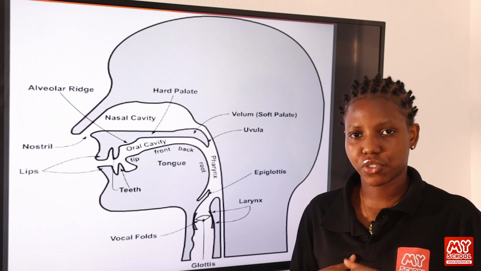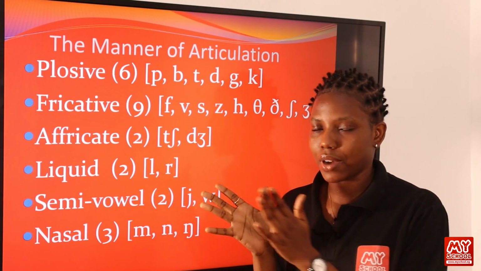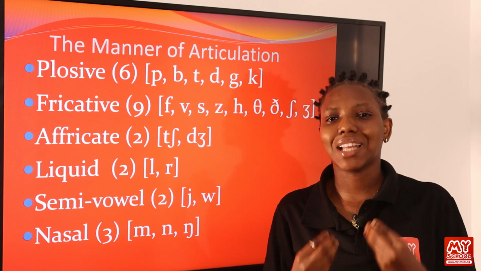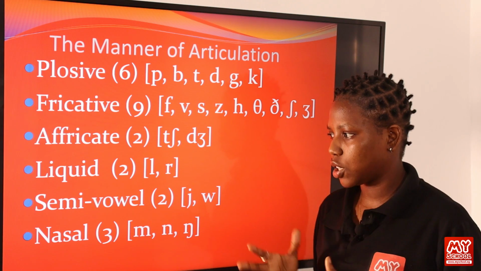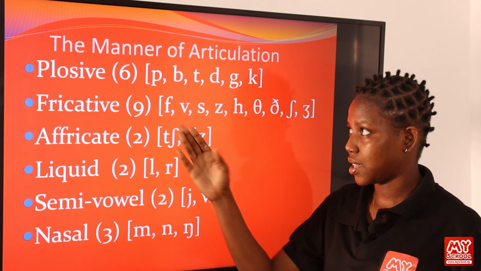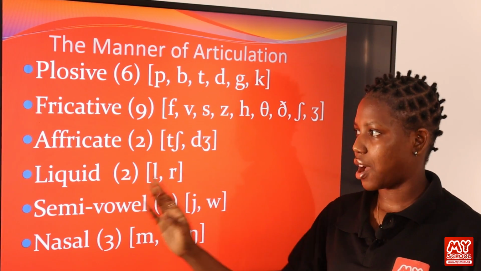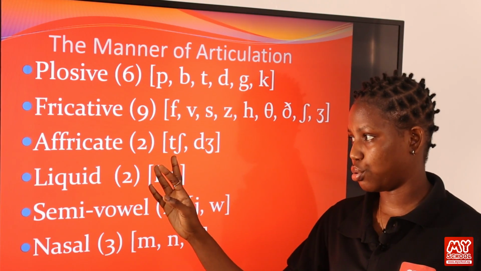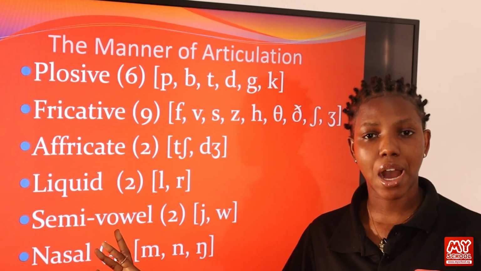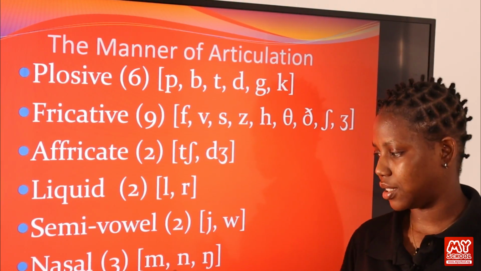Let's move to the next classification, which is the manner of articulation. The manner means how these sounds are produced. Now let's take a look at the manner of articulation we have. We have plosive, which are 6. You can see them. We have fricative, which is 9. We have affricate, 2. Liquid, 2 in number. Semi-vowel, 2 in number. Nasal, 3 in number.